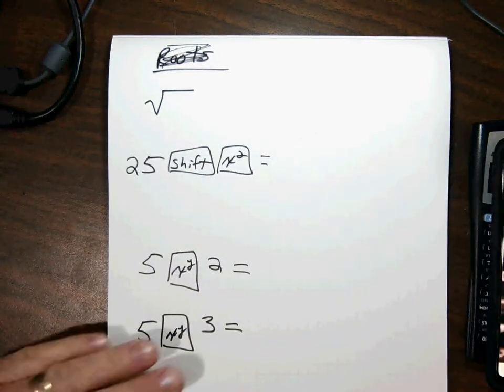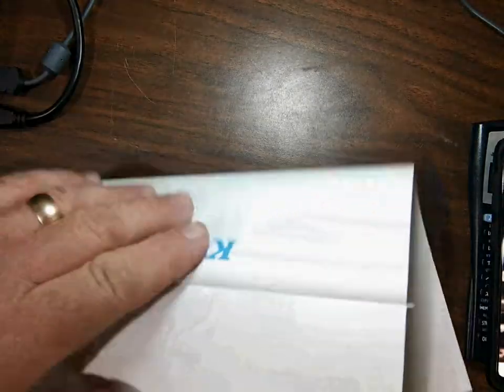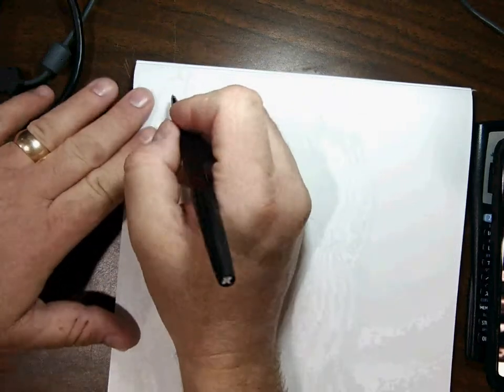Okay, so let's talk about roots. The reverse process of squaring, and the most common root is a square root.